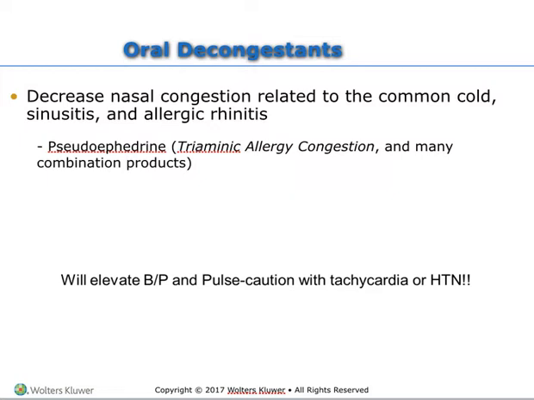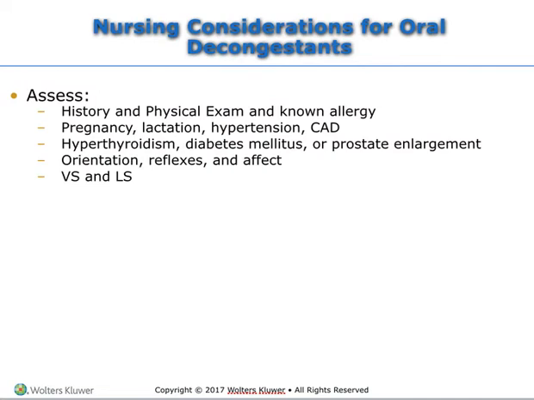Adverse effects, again, you could have rebound congestion. You could have systemic effects. You don't want to double dip. So you don't want a patient taking 2 medications that both contain pseudoephedrine. So don't take Sudafed and any other over-the-counter medication that contains that as a main ingredient because that can cause serious side effects. What do we need to know before giving an oral decongestant? History, physical, any known allergy, and we should avoid them if the person is pregnant, breastfeeding, hypertensive, has coronary artery disease, hyperthyroidism, diabetes mellitus, enlarged prostate, and then we want to do a good assessment.